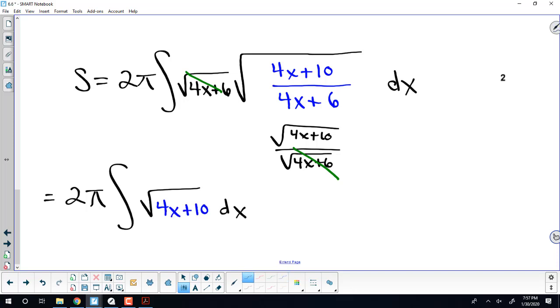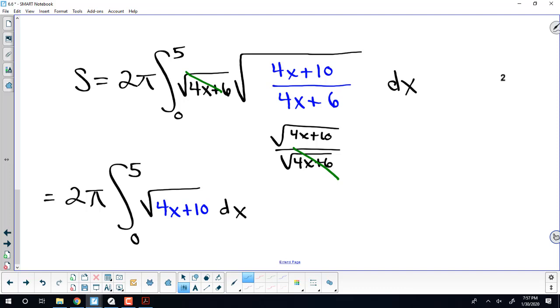So it simplifies to something a lot more manageable. And we went from 0 to 5. Those were the bounds that were given to us.